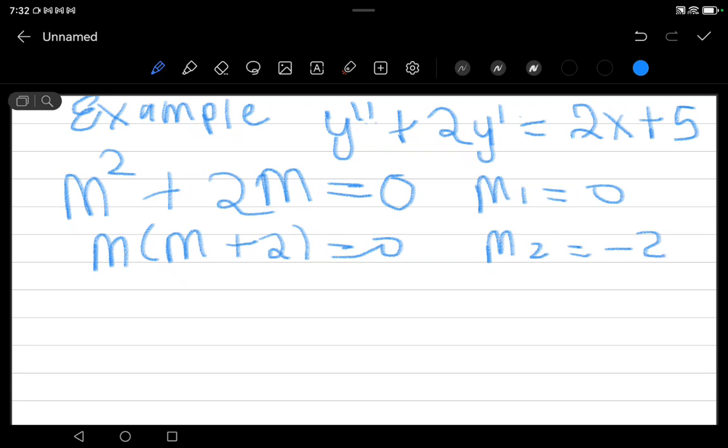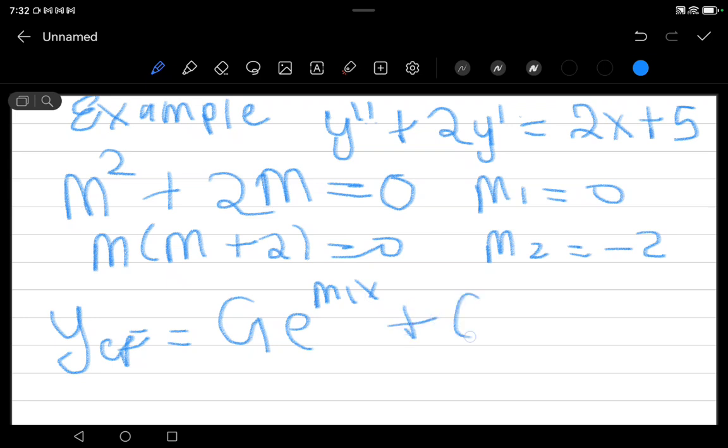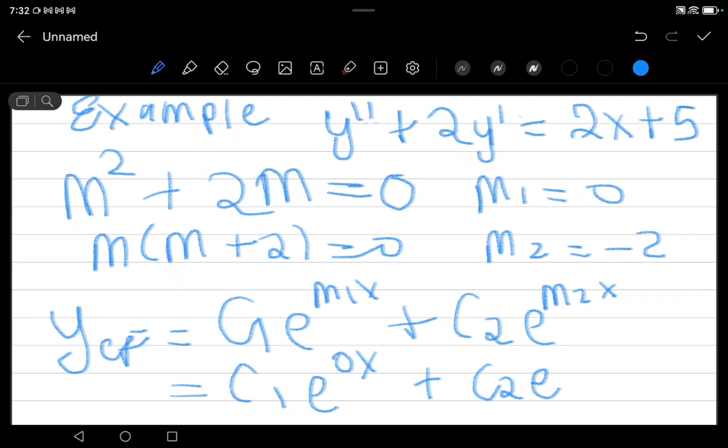And now after here you check, oh, my m's are different. If my m's are different, we write our complementary function like this. It's going to be YCF equals C1 e to the power of m1x plus C2 e to the power of m2x. So wherever there's m, I'm going to substitute with these values. So my YCF is going to be C1 e to the power of 0x plus C2 e to the power of minus 2x.